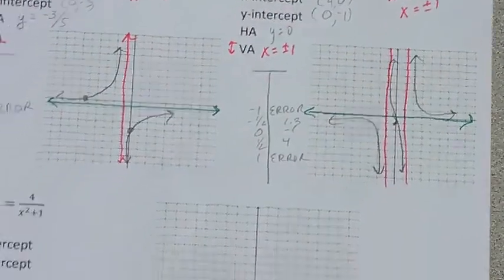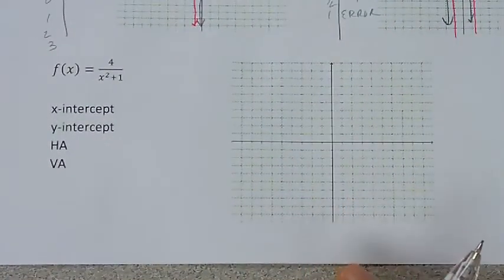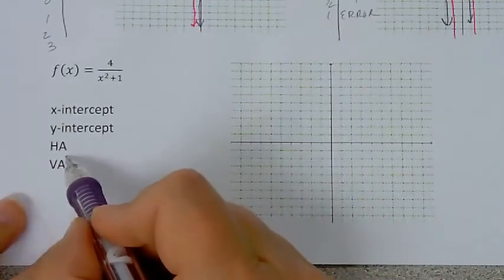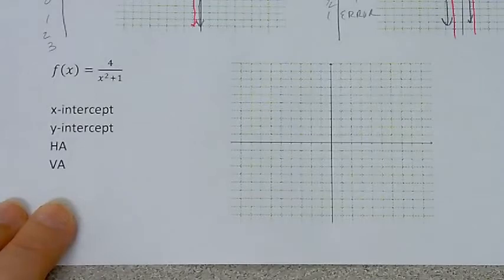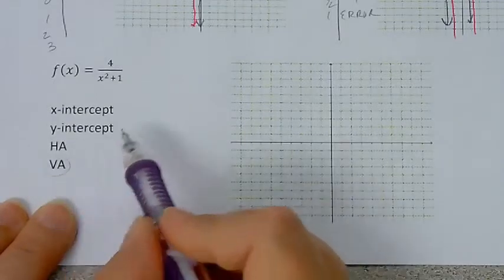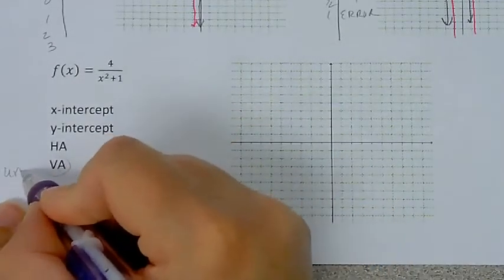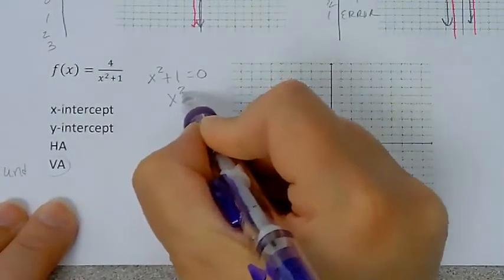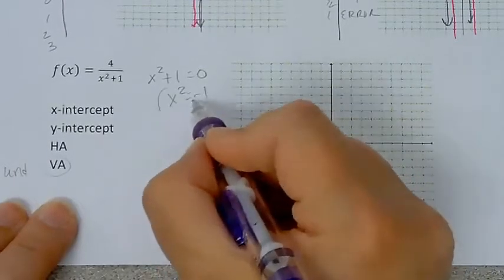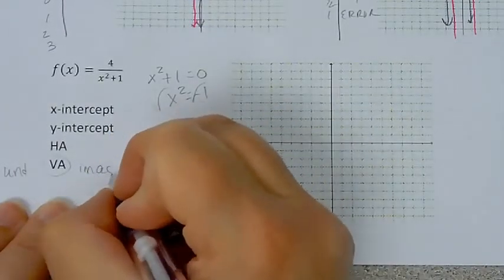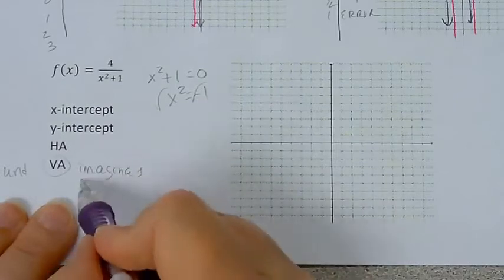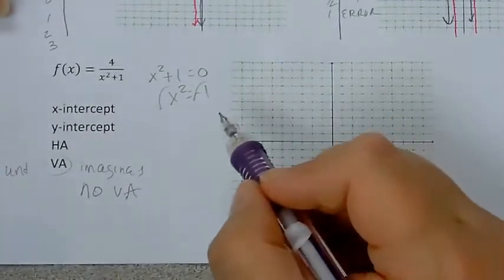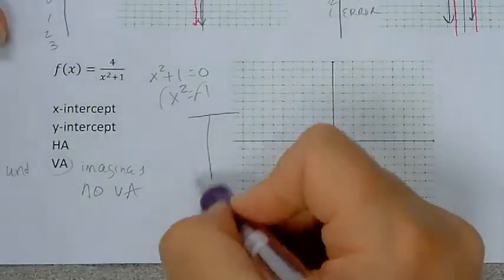Let's do one more, and let's just see if we can find all the parts. So let's go with horizontal and vertical asymptote first. I see that vertical asymptote is an undefined line. So if I make x squared plus 1 equal to 0, I get x squared equals -1. And when I square root, I get imaginary. And since this is imaginary, that means there's no vertical asymptote. So when I make my table of values, all numbers will work.